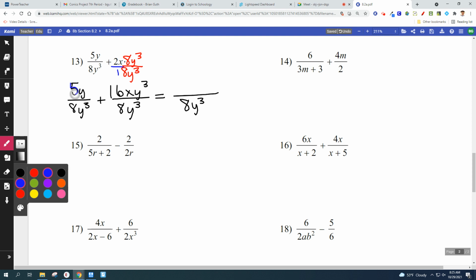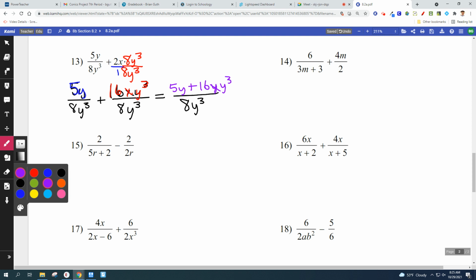Your top, 5y, is not like terms with 16xy cubed. So if they're not like terms, you can't combine them. Best you can do is just kind of write them next to each other. You're going to have 5y plus 16xy cubed. Now, if you can reduce, you have to reduce.